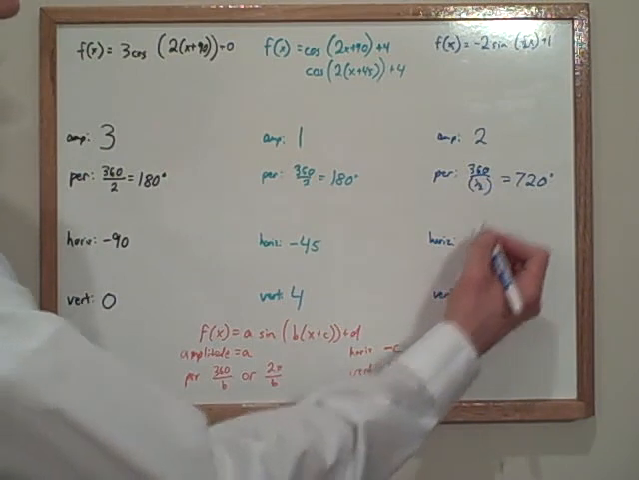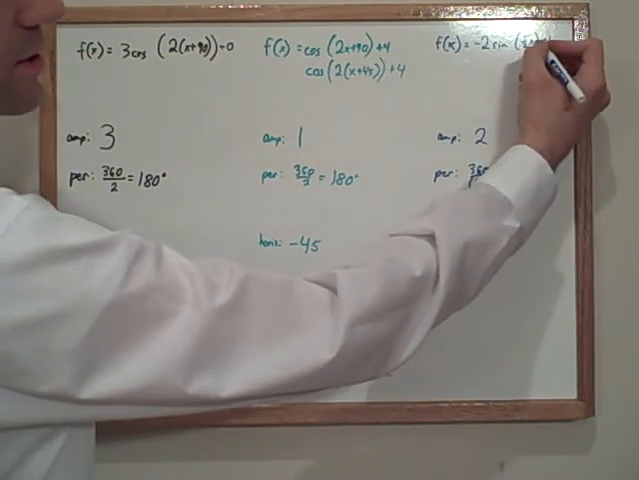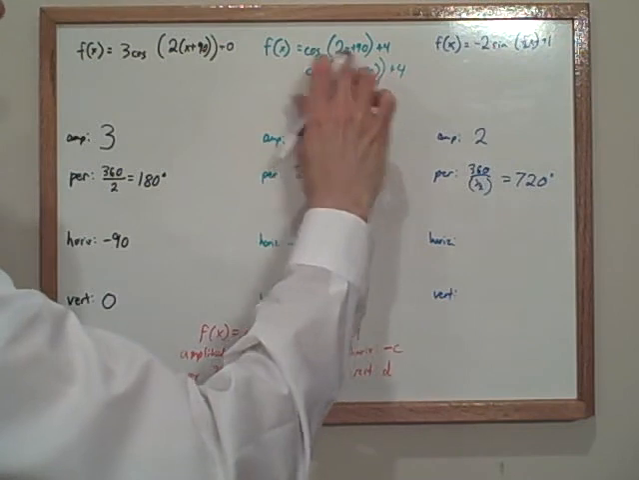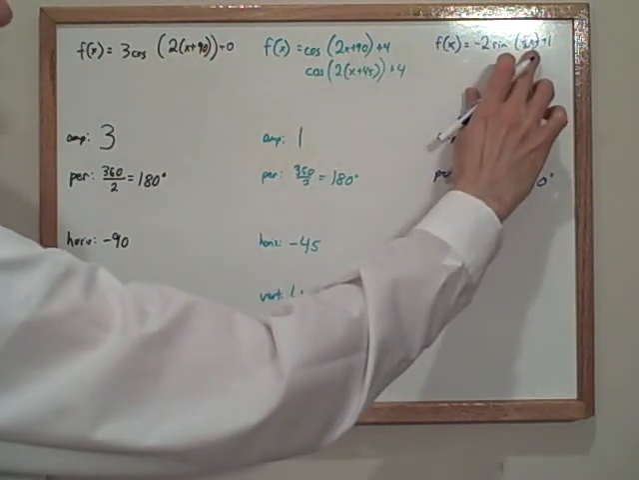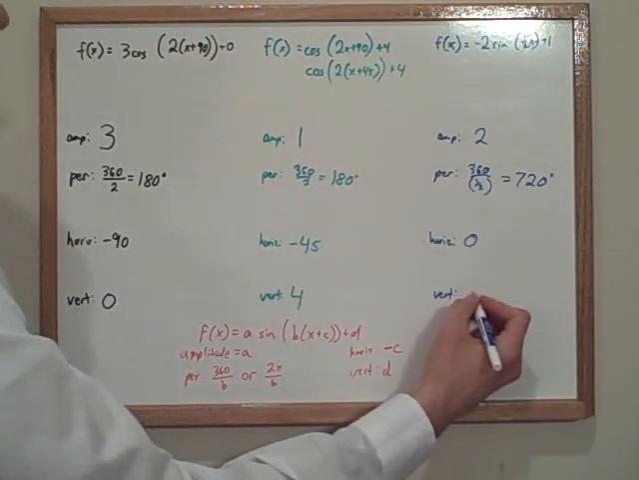Okay, horizontal shift. There's an understood plus 0 in here, so all this explanation that I went through with these two doesn't really apply because there's an understood 0. Vertical shift, positive 1.